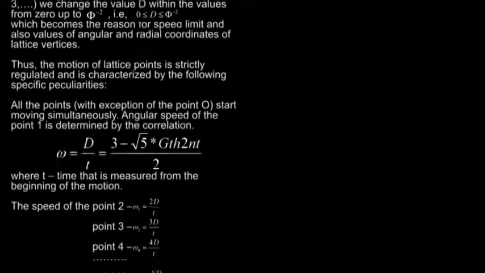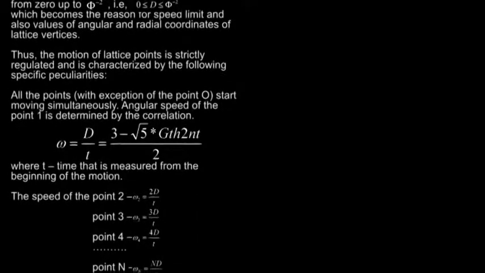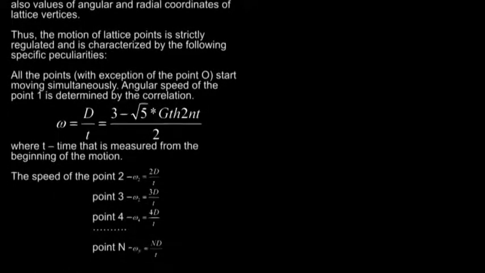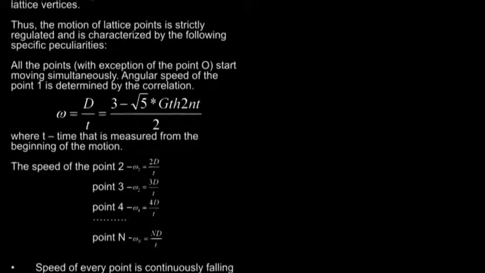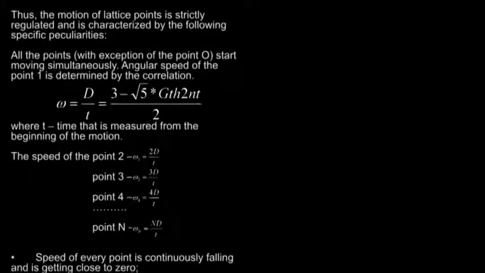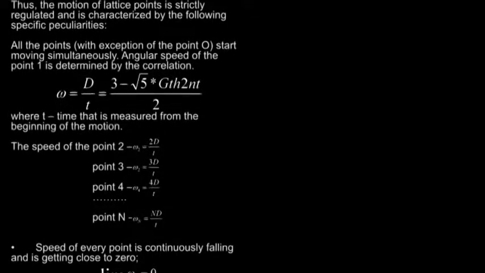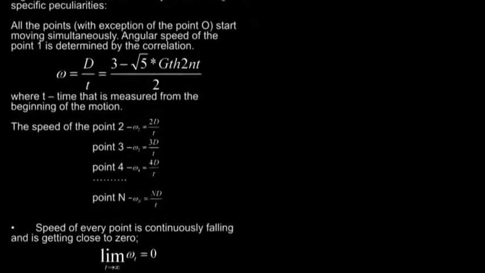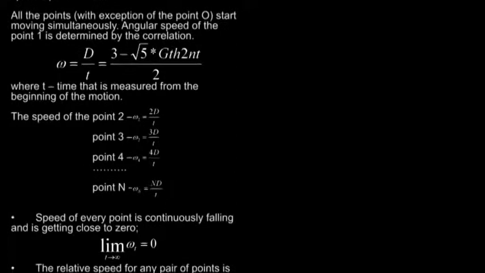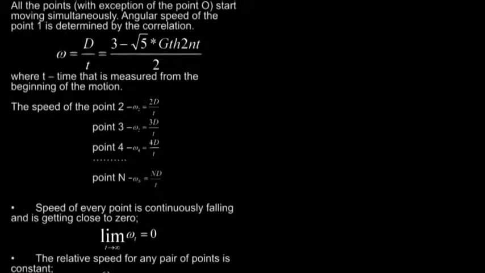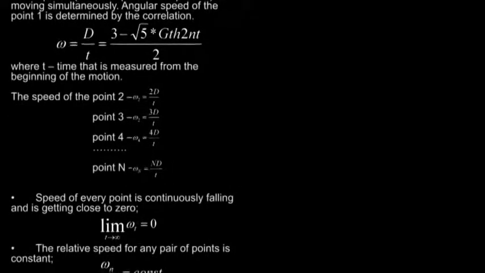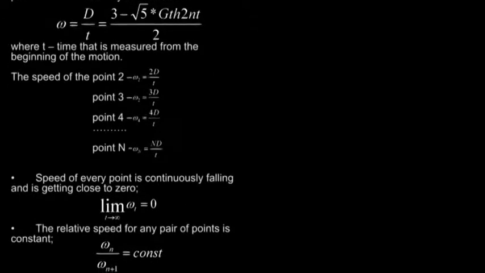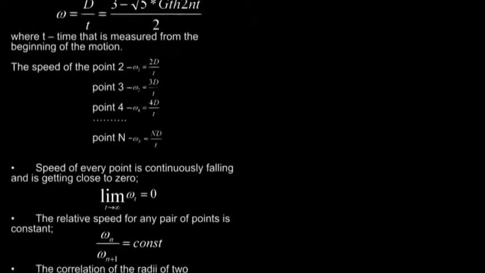All the points, with the exception of point O, start moving simultaneously. The angular speed of point 1 is determined by the correlation between d and t, where t is time measured from the beginning of the motion. The speed of every point is continuously falling, and it is getting close to 0. The relative speed for any pair of points is constant.